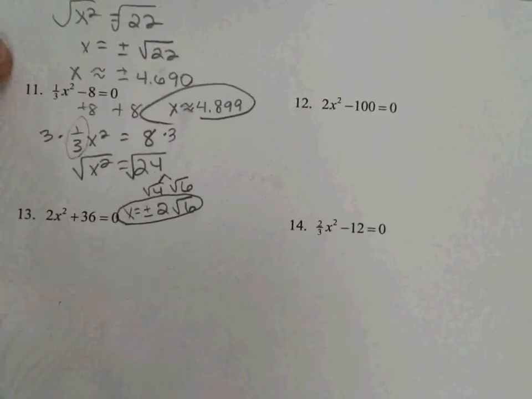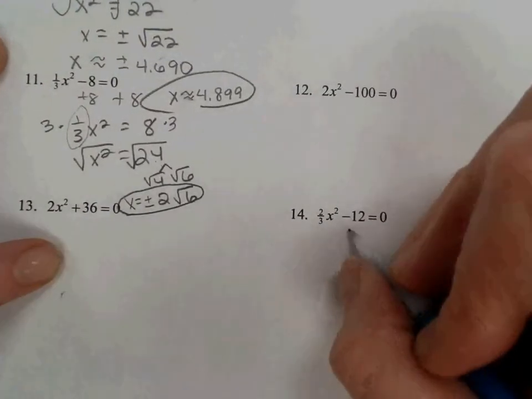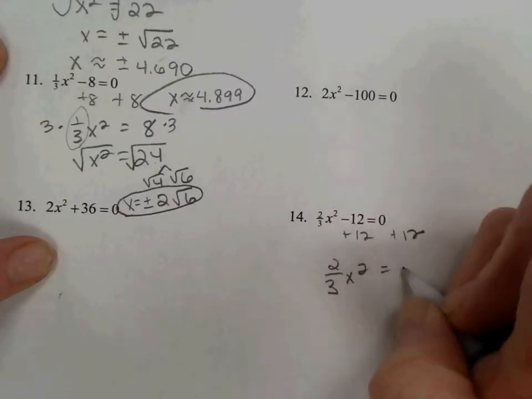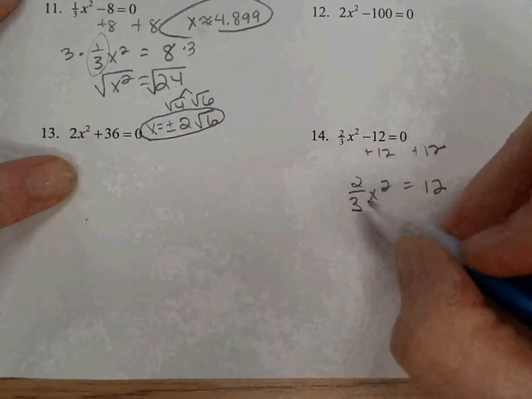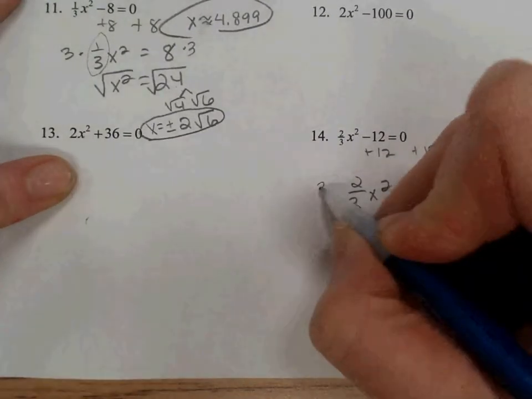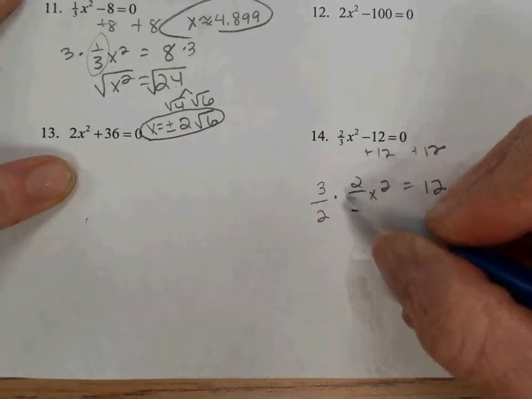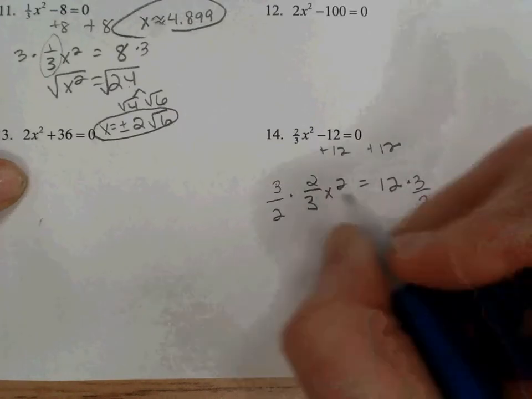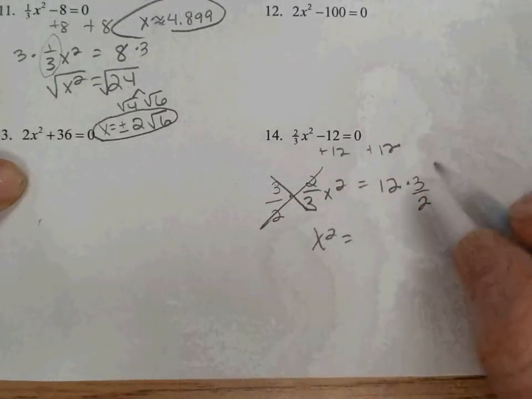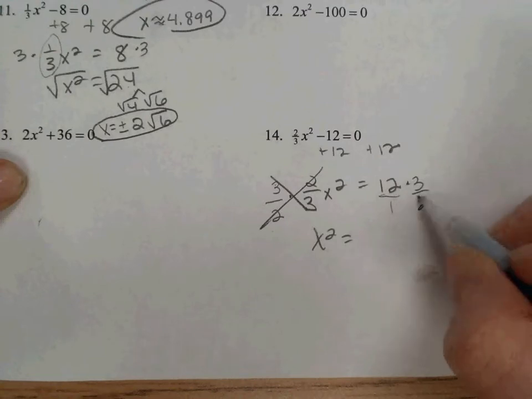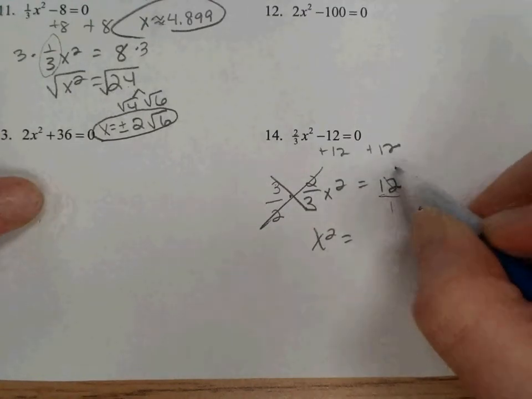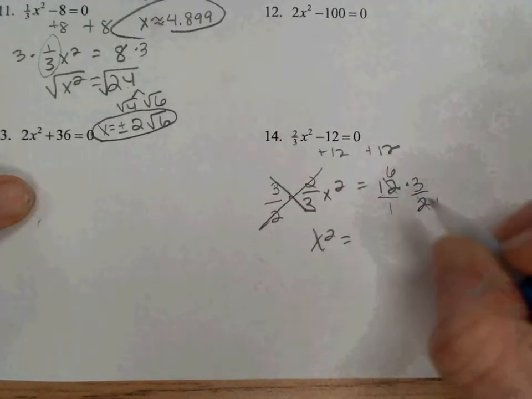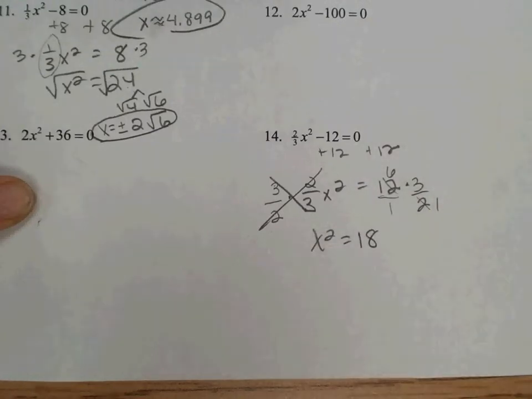Let's see, I'll do one more. I'll do number 14. Add 12 to both sides. So 2/3 x squared equals 12. To get x squared by itself, we multiply both sides by the reciprocal. In other words, the same thing as dividing both sides by 2/3 would be to multiply by 3/2. So x squared equals, it's always nice to leave it as a fraction, then you can reduce it. So 2 and 12 have a GCF of 2, dividing both by 2. So then we are left with x squared equals 18.